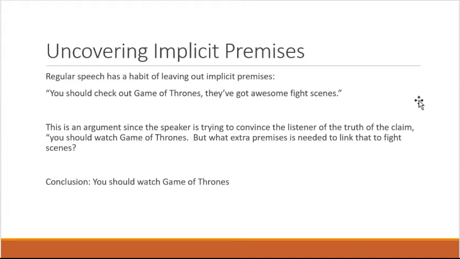But if you were trying to make a formal argument, you'll at least have to be aware of your implicit premises. Premises that are not stated. So, I'm suggesting that this is an argument right here. What is the conclusion? What's at issue here? Well, I already tell you. The argument is trying to convince the listener of the truth of this claim: you should watch Game of Thrones.